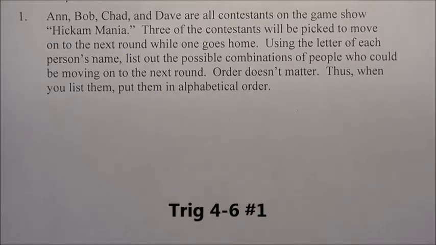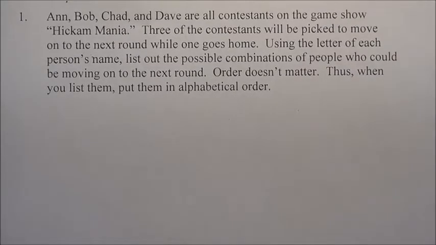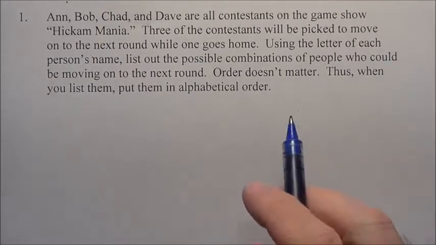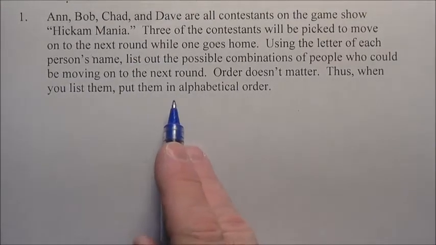Here's problem 1. It says Ann, Bob, Chad, and Dave are all contestants on the game show Hickam. 3 of the contestants will be picked to move on to the next round, while 1 has to go home. Using the letters of each person's name, list out the possible combinations of people who would be moving on to the next round. Order doesn't matter. Thus, when you list them, put them in alphabetical order.